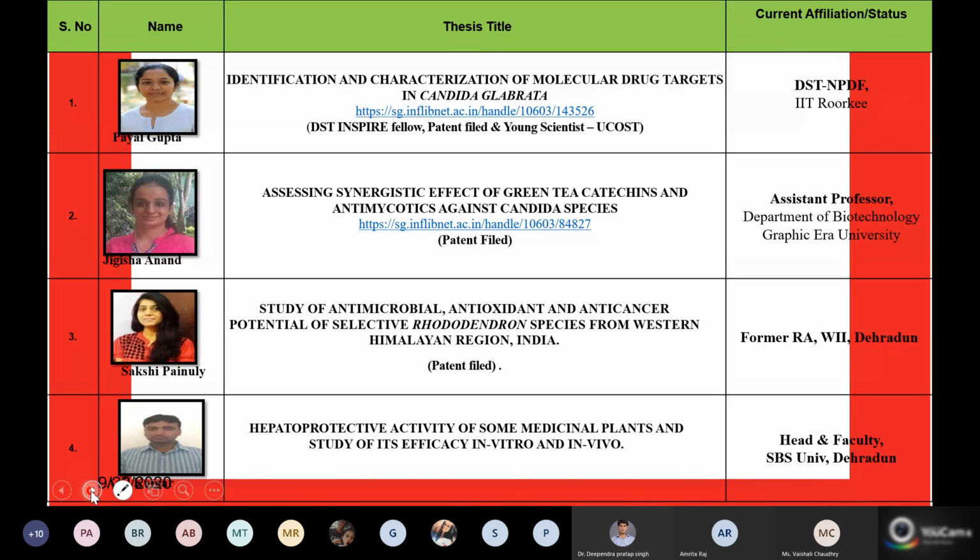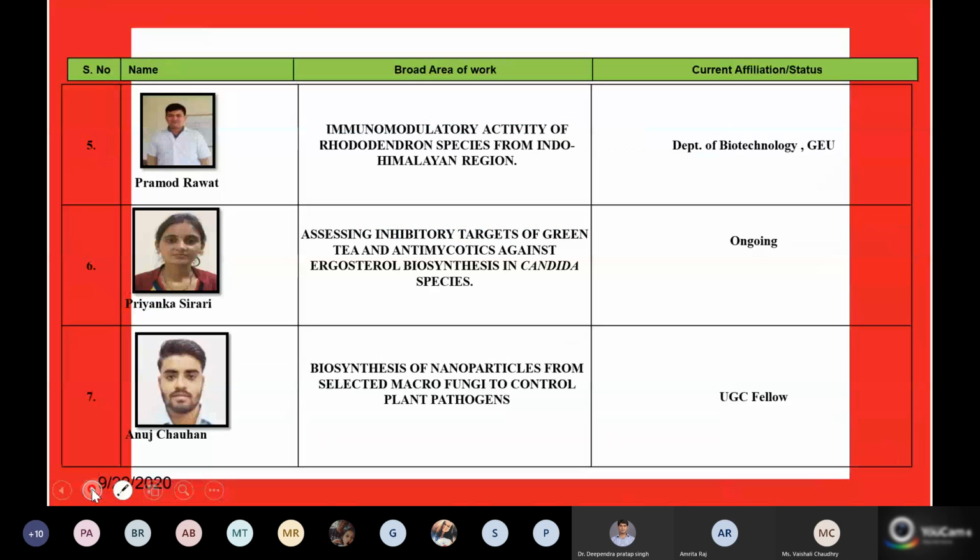Okay, this slide shows the scholars under my guidance, and she was Payal Gupta. And I think you must be very aware of Dr. Jigisanan, right? She filed a patent. She has a lot of papers and publications, and you are fortunate enough to have such faculty with you. Likewise, Sakshi Penoli, he is Dr. Anil. Then Dr. Pramod, he is with us, right? This is Anuj Chauhan. He is working in the area of fungus, and he is a UGC fellow. He is in our department, and you can interact with Anuj as well. His working station is FRI, Forest Research Institute.